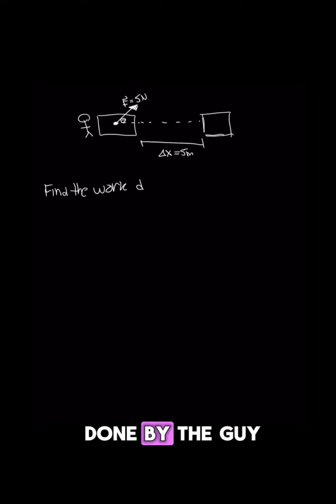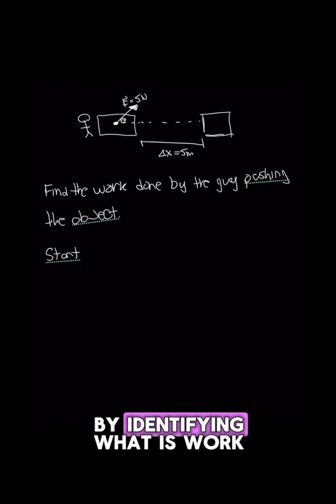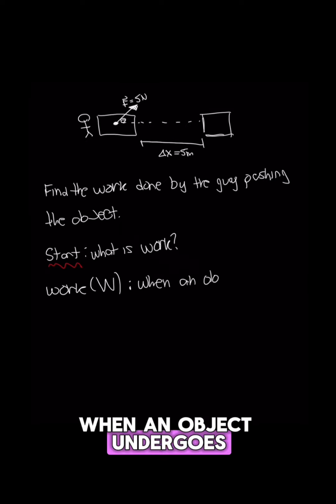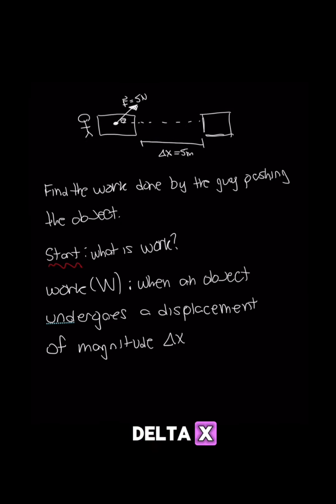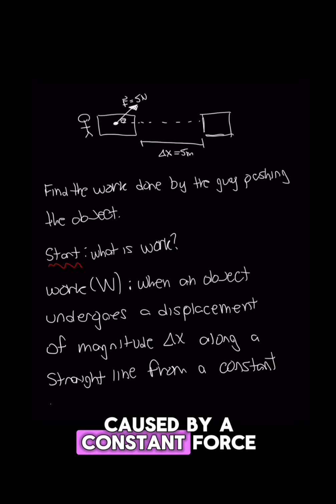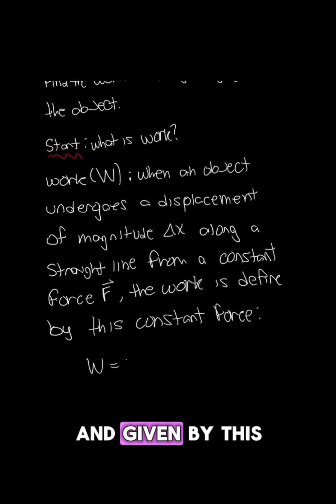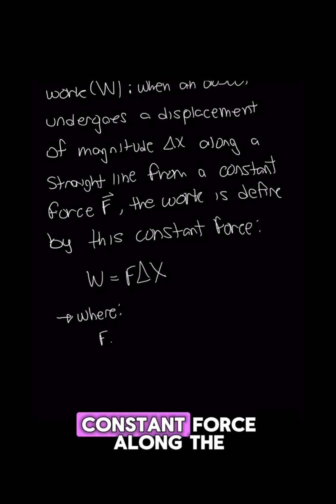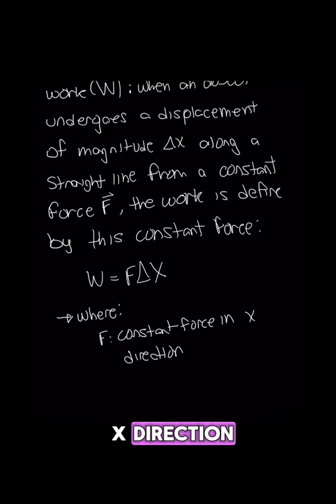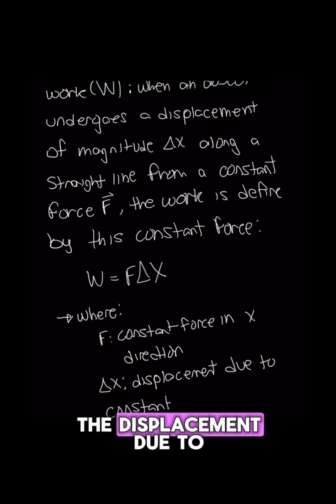Alright, so let's say you're given this diagram, and the question asks you, find the work done by the guy pushing the object. So we start off by identifying what is work. When an object undergoes a displacement of magnitude delta x along a straight line caused by a constant force F acting on that object, the work done is defined by this constant force and given by this equation here, where F is the constant force along the x direction, and delta x is the displacement due to this constant force.